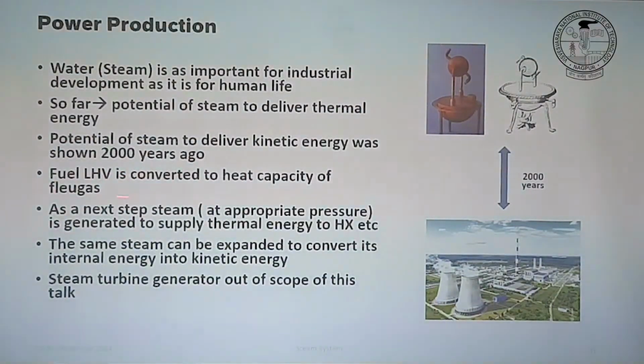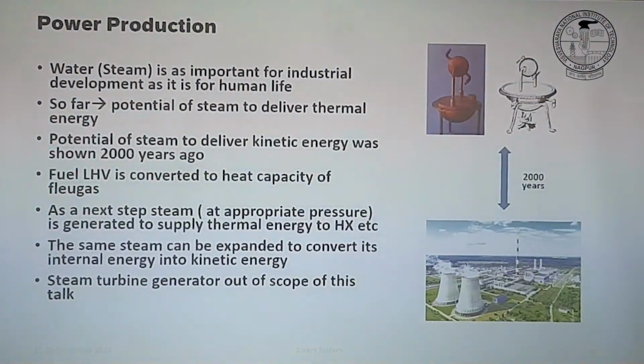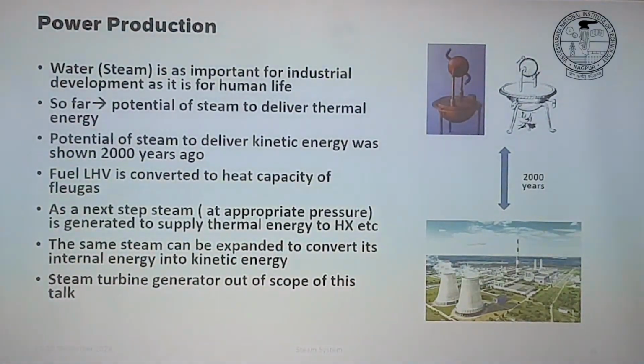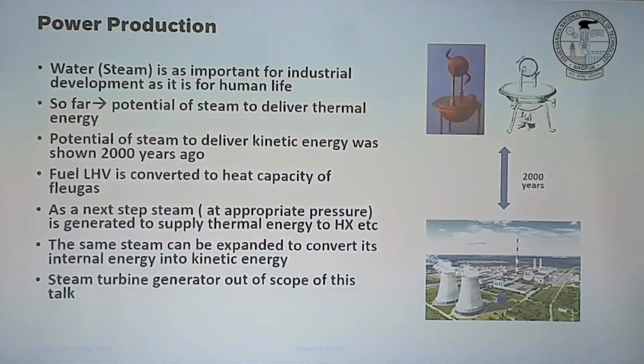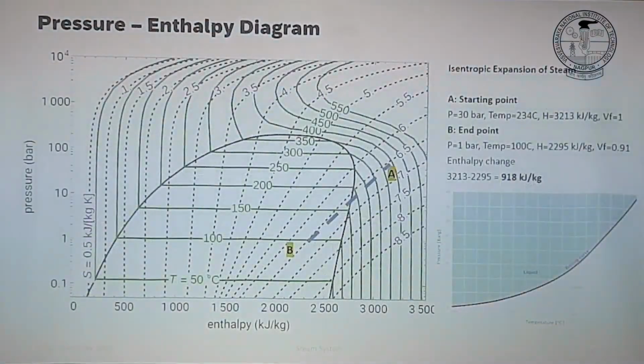So basically what happens is you convert the chemical energy of your fuel to the heat capacity of flue gas. So you transfer the chemical energy of the fuel to the flue gas as thermal energy, and then transfer this to steam, expand the steam and extract kinetic energy to move your generator to produce power. And we will not talk about the steam turbine generator in these slides.